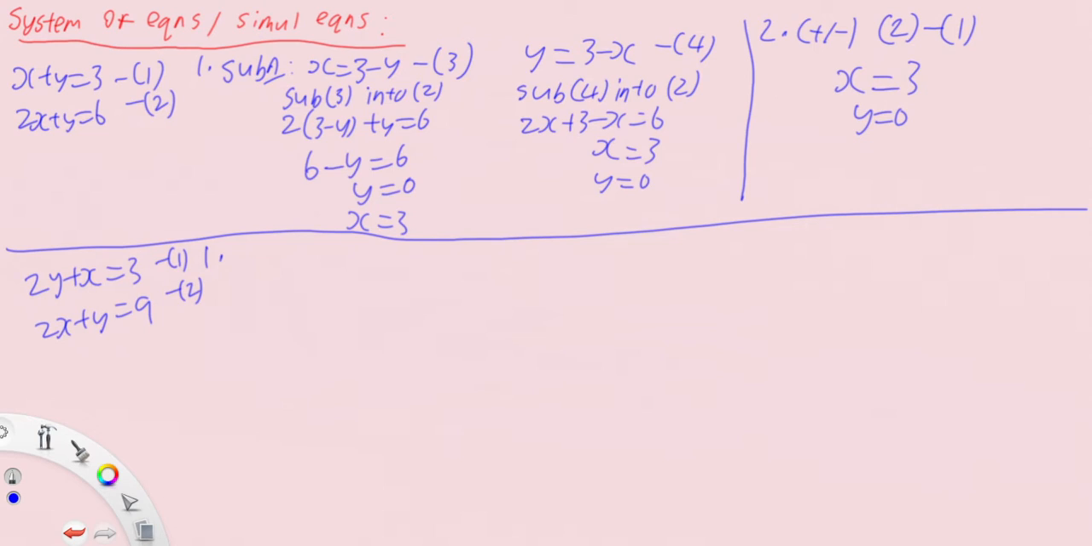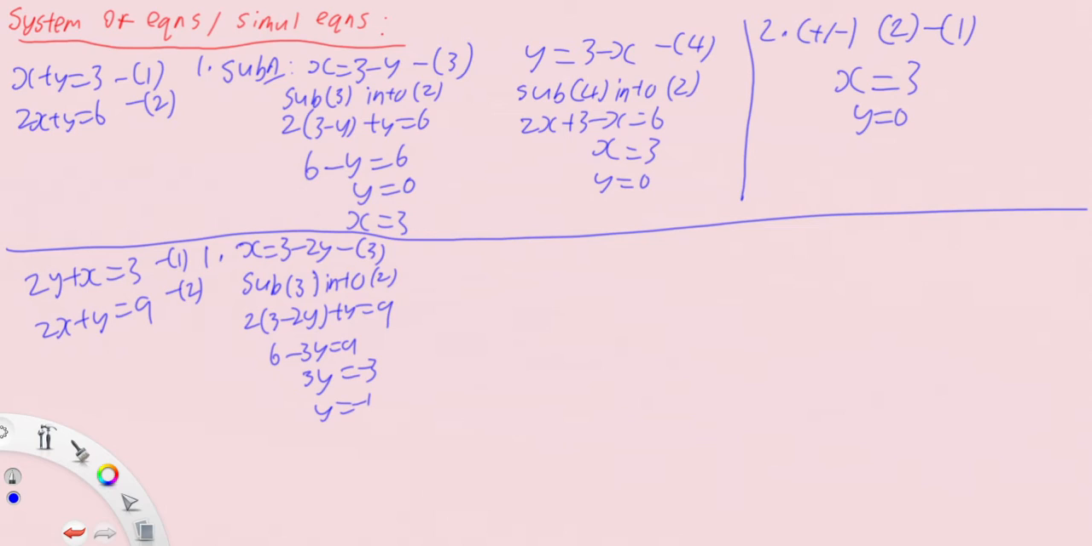In this case, if I substitute x, we can have x equals to 3 minus 2y. This will then give us equation number 3. Therefore, we can now sub 3 into 2 to give us 2(3 minus 2y) plus y equals to 9. This will then give us 6 minus 3y equals to 9, so 3y equals to 6 minus 9, which is basically minus 3. We have y equals to minus 1. With that, we can now put it back into equation number 1, which will be minus 2 plus x equals to 3. We have x equals to 5. So the answer is x equals to 5 and y equals to minus 1. I'll leave you to practice substituting y.